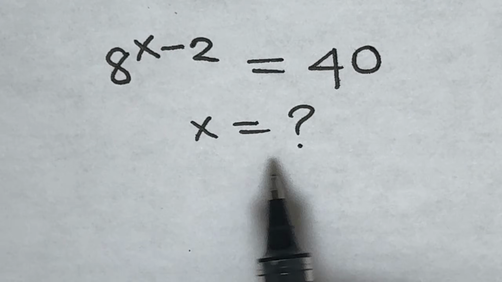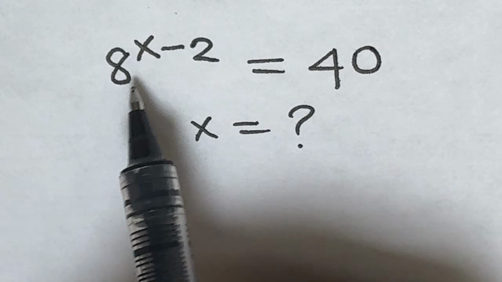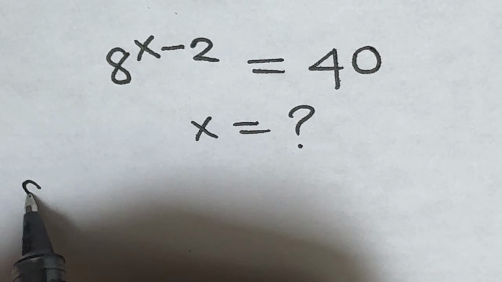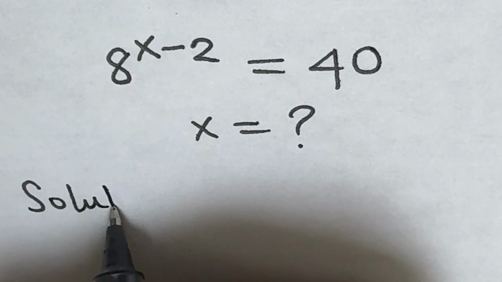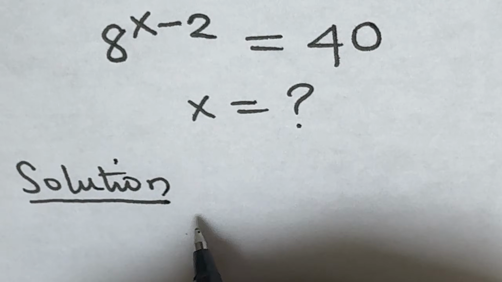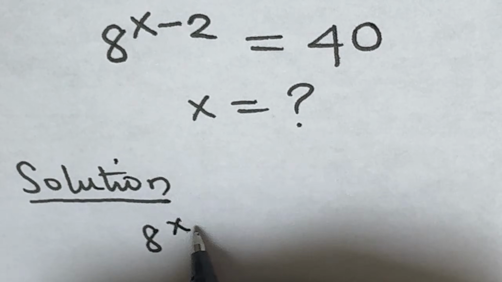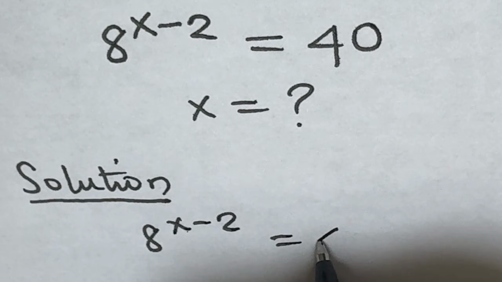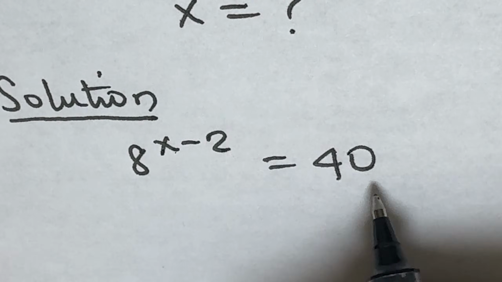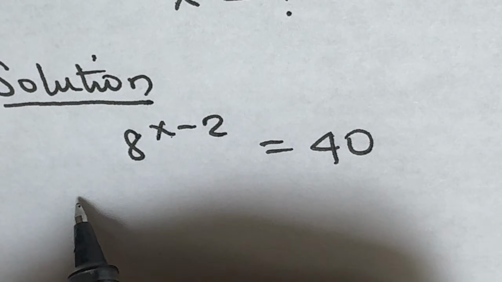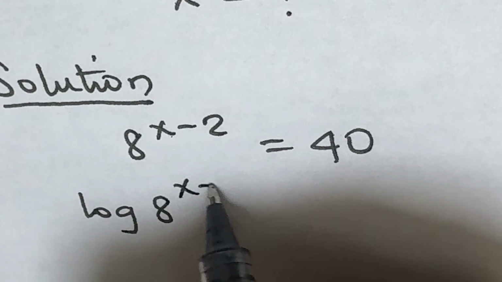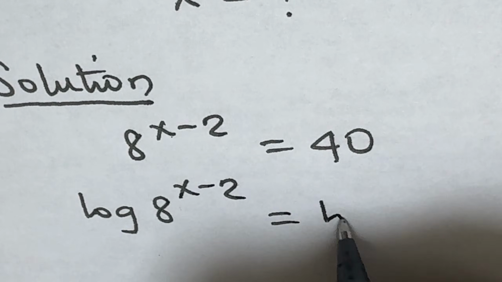Let us solve for x in this problem. We are given 8 raised to power x minus 2 is equal to 40. This is an exponential problem. Let's take the logarithm of both sides. So log of 8 raised to power x minus 2 is equal to log 40.